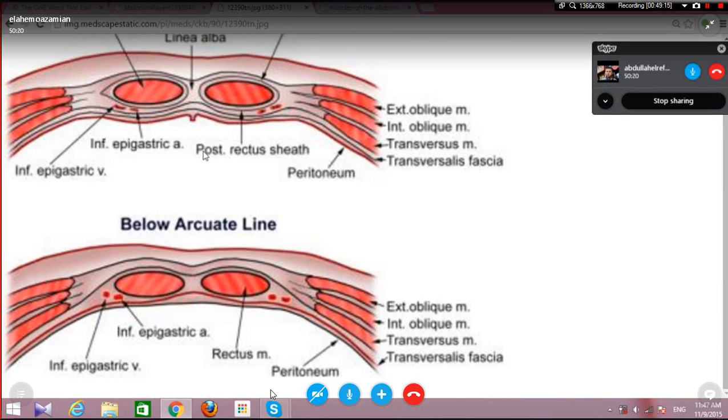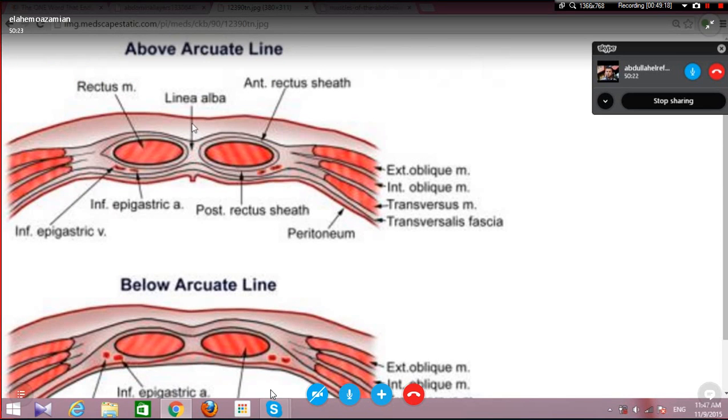What about in the middle? Can you tell me the layers? Skin. Then superficial fascia, and then linea alba. Very good. Then all the aponeurosis. Then we have endo-abdominal fascia, sorry. Then extraperitoneal fat. Pronounce them correctly. Then you have parietal peritoneum. All right. Clear? Very good.